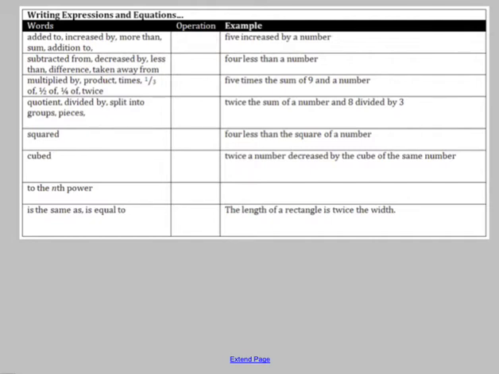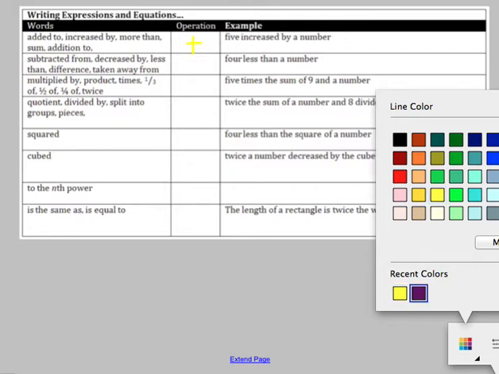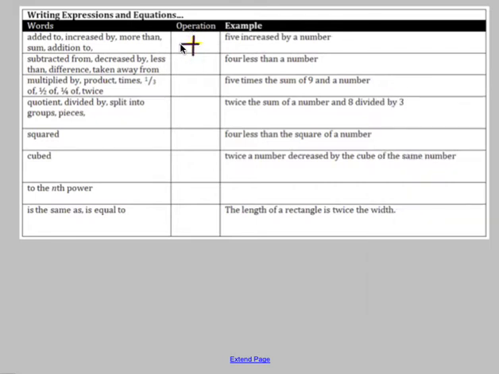So for example, if you're reading through a word problem and it says added to, increased by, more than, sum, in addition to, all of those mean you need to add. If it says subtracted from, decreased by, less than, difference, taken away from, all of those mean you need to subtract. Likewise, multiply by, product, times, all of those imply multiplication.